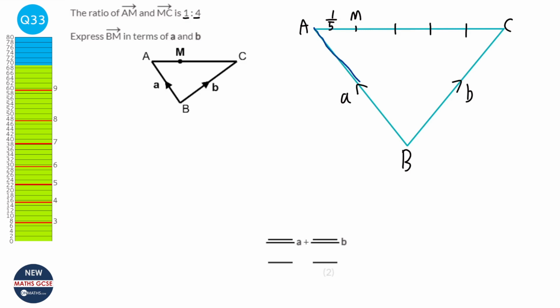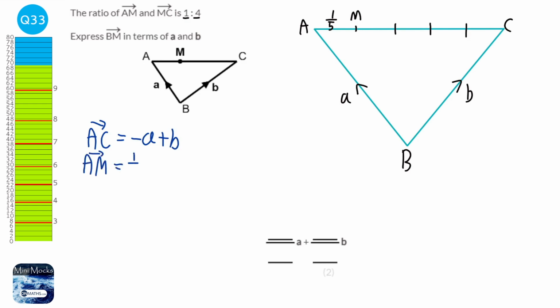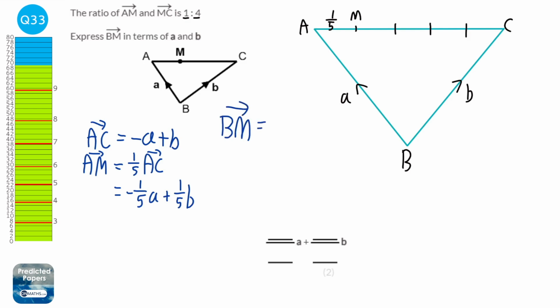So what we're going to do is go from A to C by going down here and then up here. So we can find out A to C is going to be going backwards down A, then up B. Now A to M is going to be 1/5 of A to C. Now if A to C is minus A plus B, that means A to M is going to be minus 1/5 A plus 1/5 B. Now we're asked for the vector B to M, and we know that that's going to be B to A plus A to M.